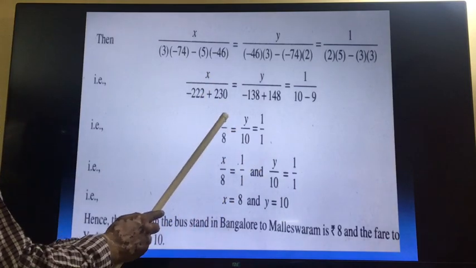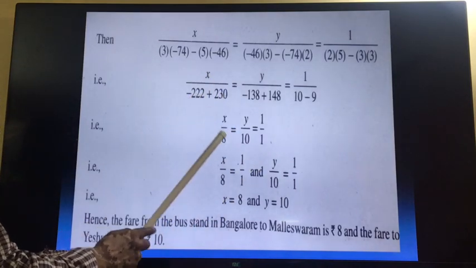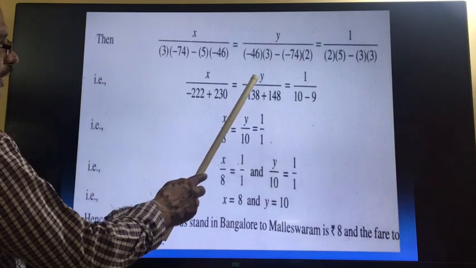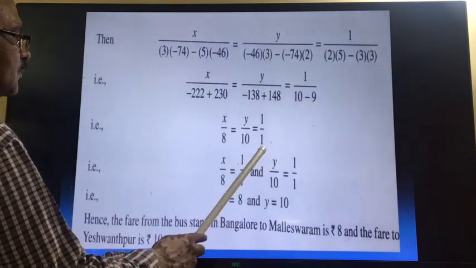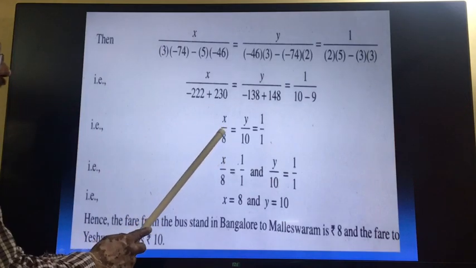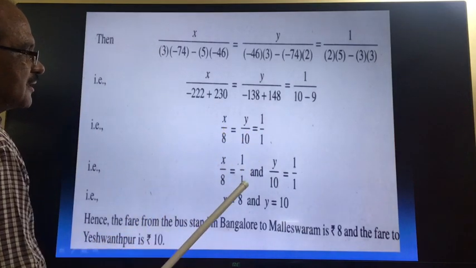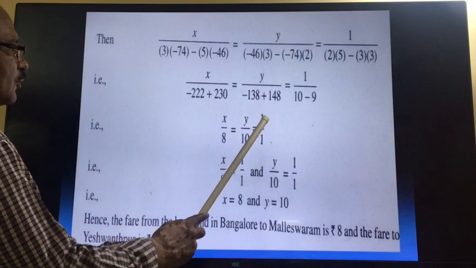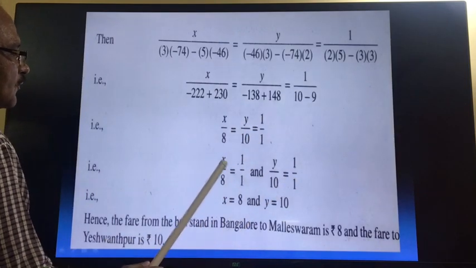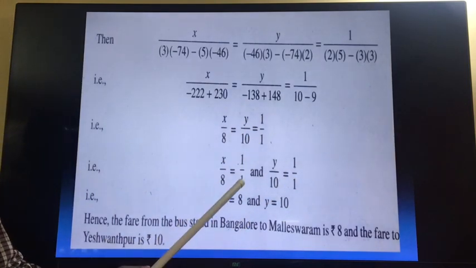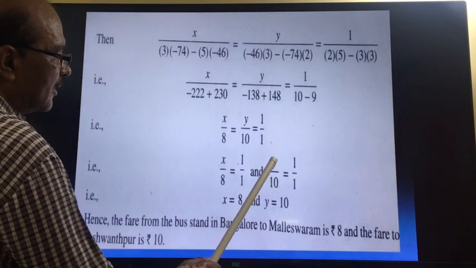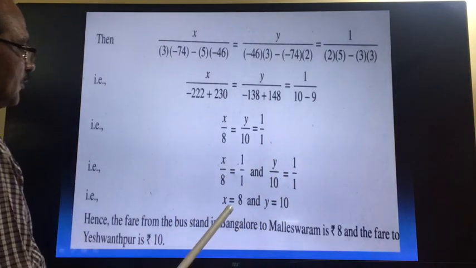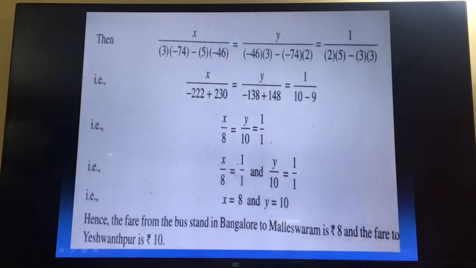So we got x upon 230 minus 228 is 8 is equal to y upon 148 minus 138 is 10, 1 upon 10 minus 9 is 1. So one time we will put x upon 8 is equal to 1 by 1, second time we will put y upon 10 is equal to 1 by 1. Now after doing the cross multiplication, we will get x into 1 is x is equal to 8 into 1, 8. So x is equal to 8 and y is equal to 10. So we got the answer, x is equal to 8 and y is equal to 10.